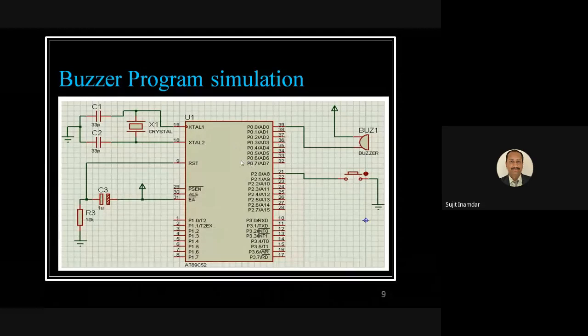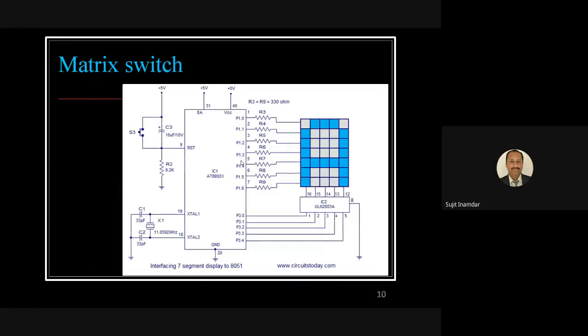So this is what the buzzer program simulation is going to be. Now this one is also a little complicated, the matrix switch we have seen. But the code, if you have gone through the PPT that has been provided to you, and the code, as I told for homework, just try to match.